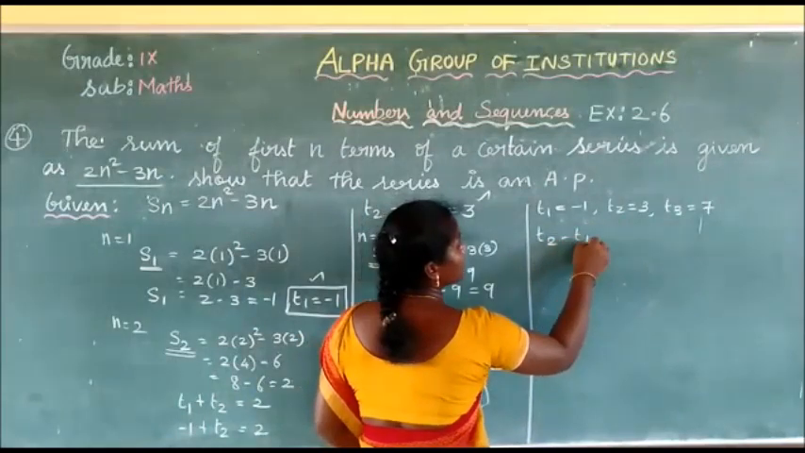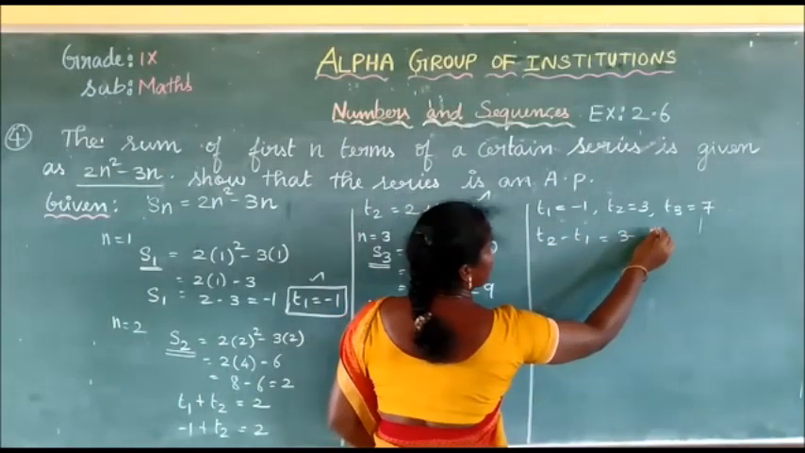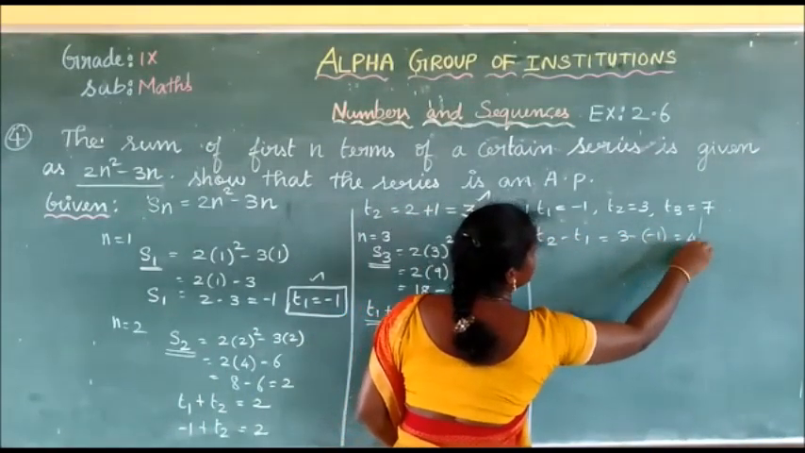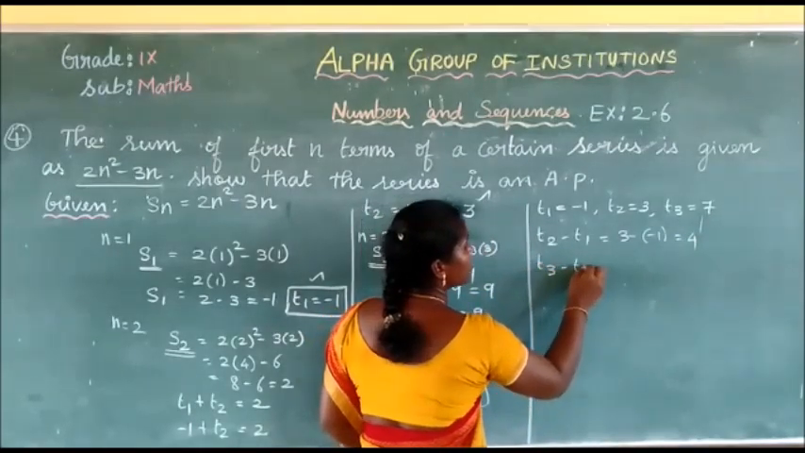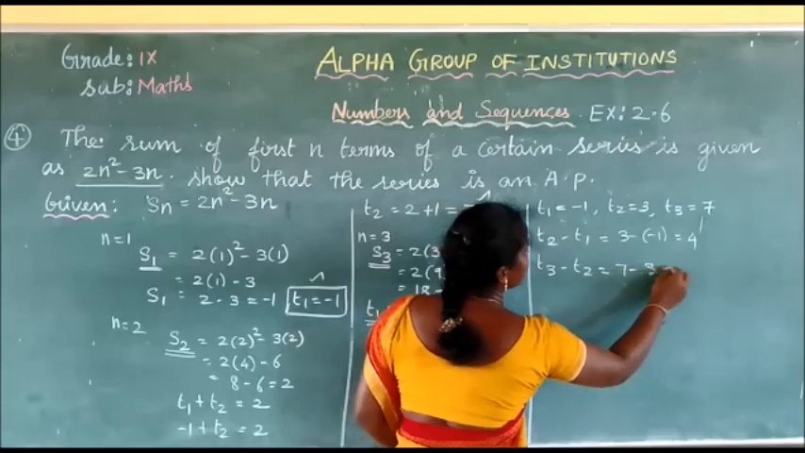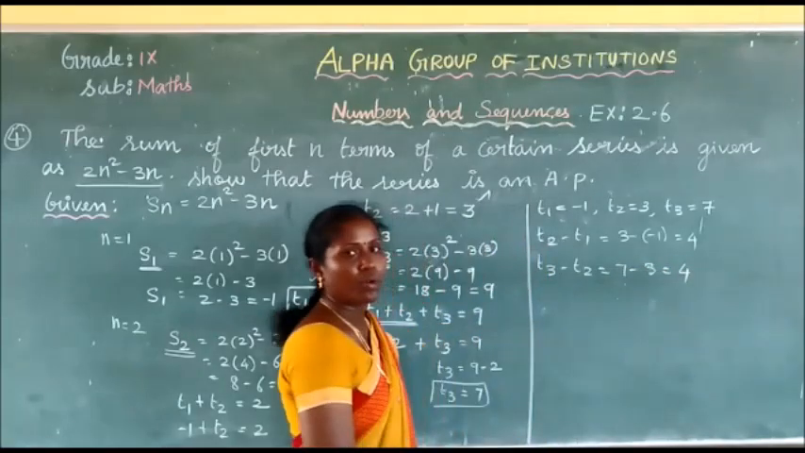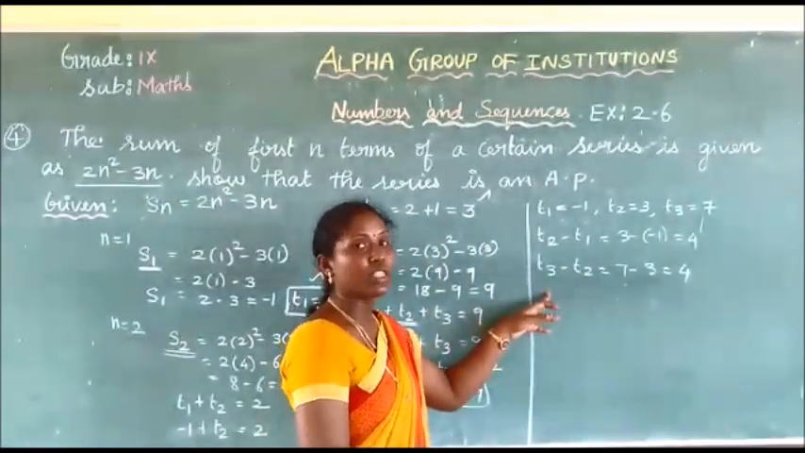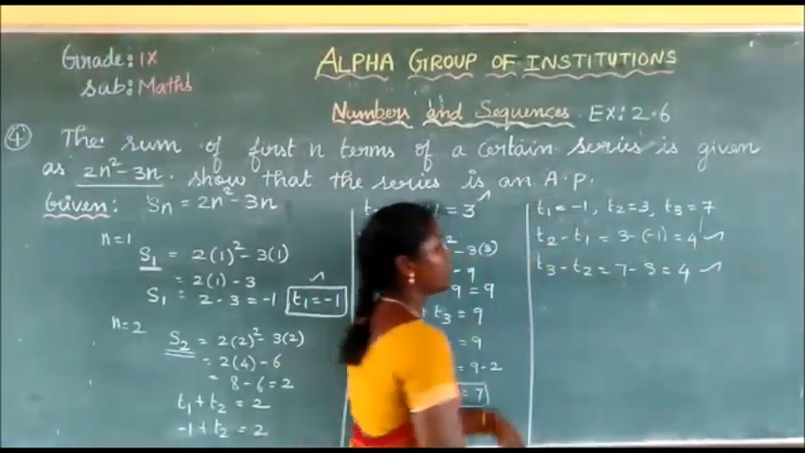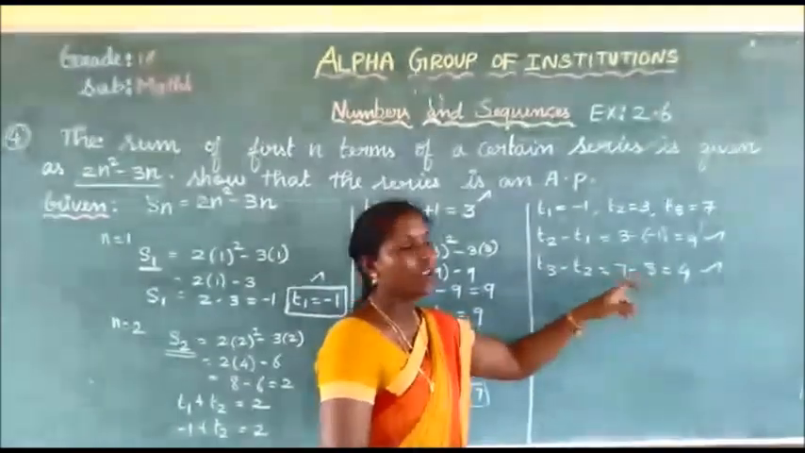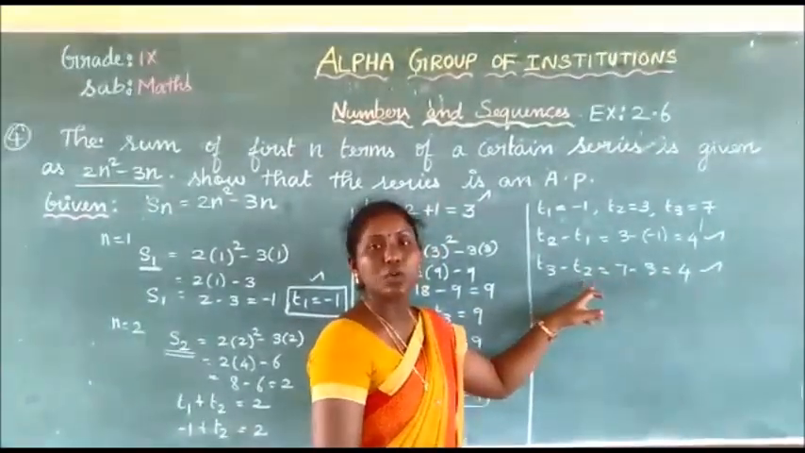So T2 minus T1. That was 3 minus of minus 1, which is equal to 4, isn't it? Next, T3 minus T2. That is 7 minus 3, which is equal to 4. What are we observing here? We got the common difference for these terms. Both are the same. See, T2 minus T1 is 4, and T3 minus T2 is also 4.